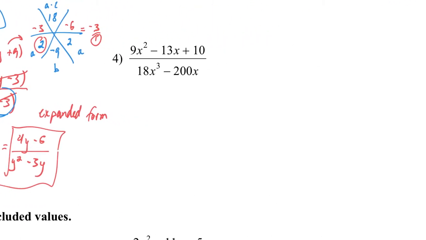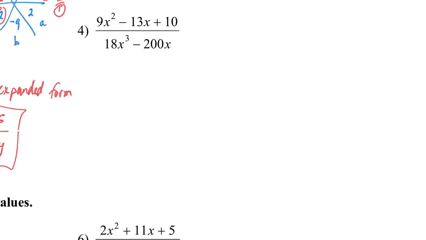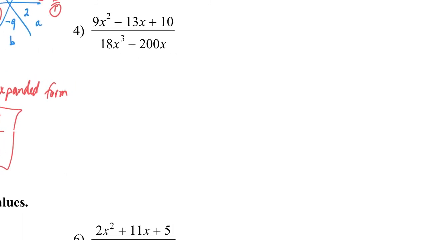Now, number 4 here is a fun one. So there's no common factors on the top. 9, 13, 10 cannot be divided by the same thing, so I'm going to put it in the star. Now you can also do factor by grouping, Khan Academy showed, and that's a great way to do it too. It accomplishes the same thing. I think that it's just a little bit quicker to use the star, but it's completely up to you.